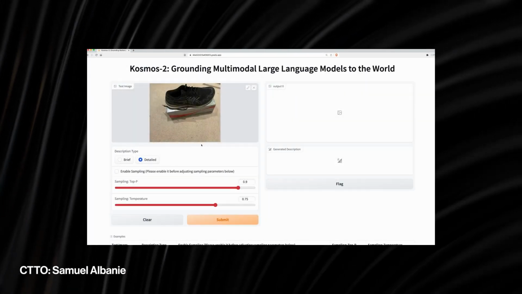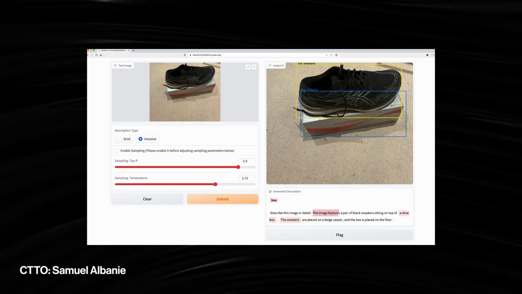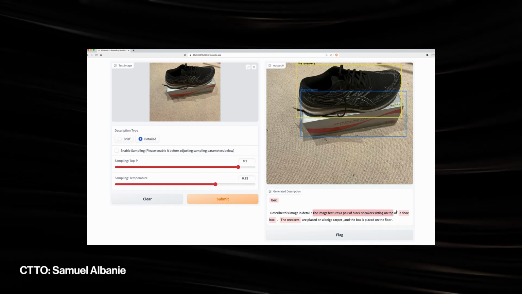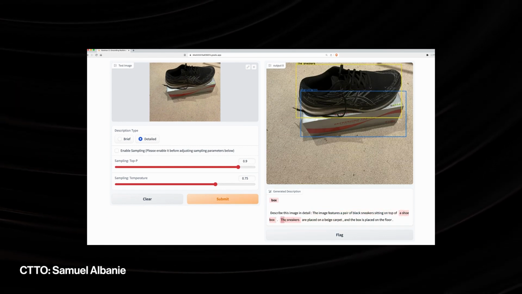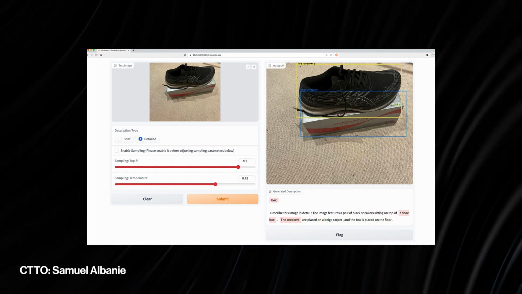Here, another user inputs an image of a black sneaker placed on a drink box. According to KOSMOS 2, this image features a pair of black sneakers sitting on top of a shoebox. The sneakers are placed on a beige carpet, and the box is placed on the floor.